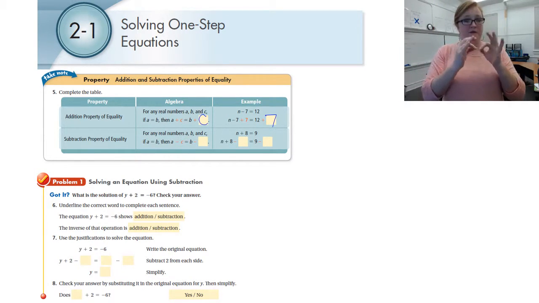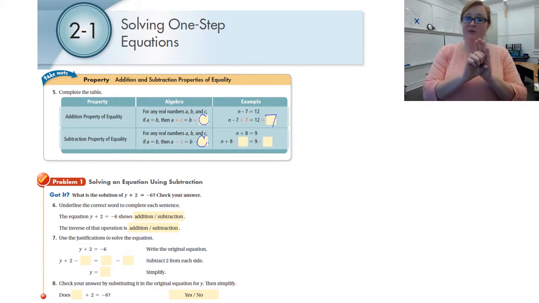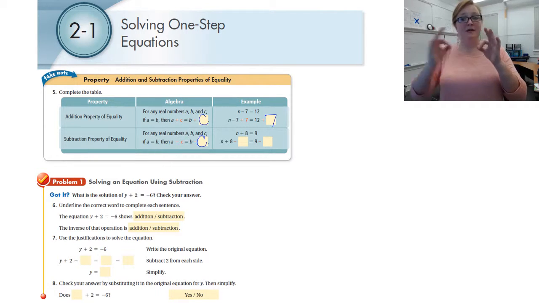Subtraction property of equality. For any real numbers A, B, and C, if A and B are equal, then A minus C is equal to B minus C. As an example, n plus 8 equals 9. The opposite of adding 8 is subtracting 8 from both sides of the equation.